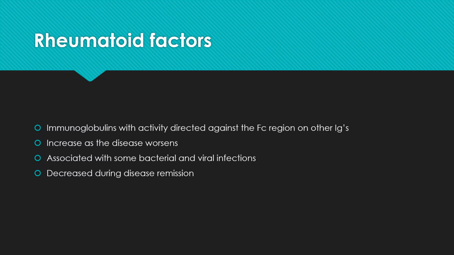Rheumatoid factors are immunoglobulins of any isotype, so they can be IgM, IgG, or IgA, with antibody activity directed against the antigenic sites on the Fc region of human or animal IgG. The rheumatoid factors are actually increased as the disease worsens, and they are associated with some bacterial and viral infections, including things like hepatitis, infectious mononucleosis, and some chronic infections such as tuberculosis, parasitic diseases, and subacute bacterial endocarditis and cancer. Now, rheumatoid factors are actually decreased during disease remission.